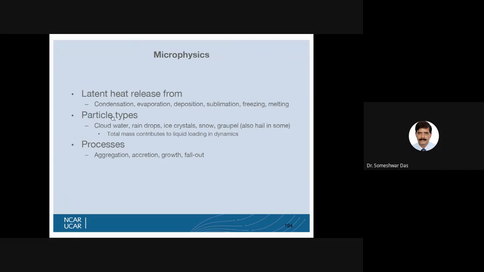The particle types are, for example, cloud water, raindrops, ice crystals, snow, graupel, also hail in some cases. The total mass contributes to liquid loading in dynamics. And it considers processes like the aggregation process, accretion process, the growth of raindrops, the fallout of raindrops, and so on. So you have studied all these processes. Do you remember this? Accretion process, the aggregation process. Do you remember? Yes, sir.